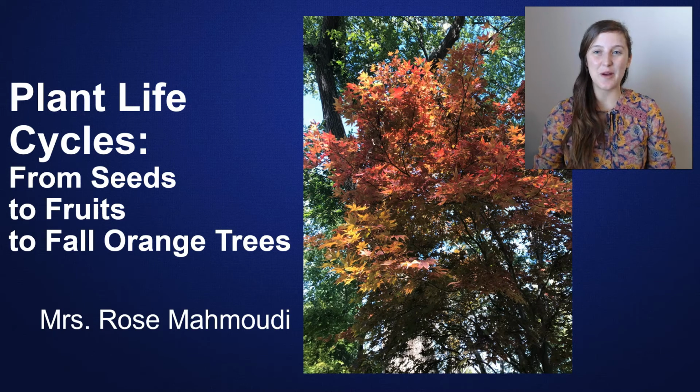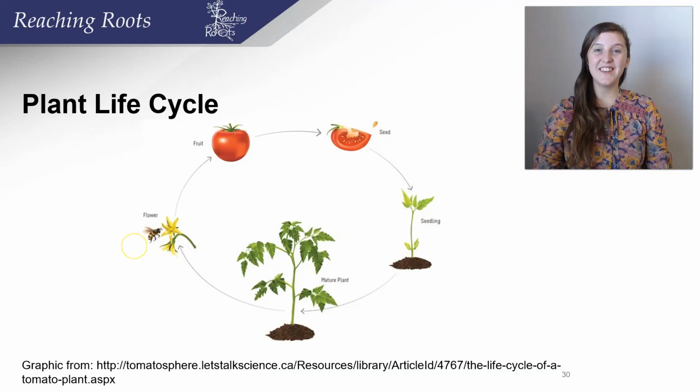Today we're going to talk about the specific parts of plant lives, such as germination, flower production, seed production, dormancy, and even how plants change colors in the fall. This is a diagram to show a plant life cycle, with an example of a tomato.